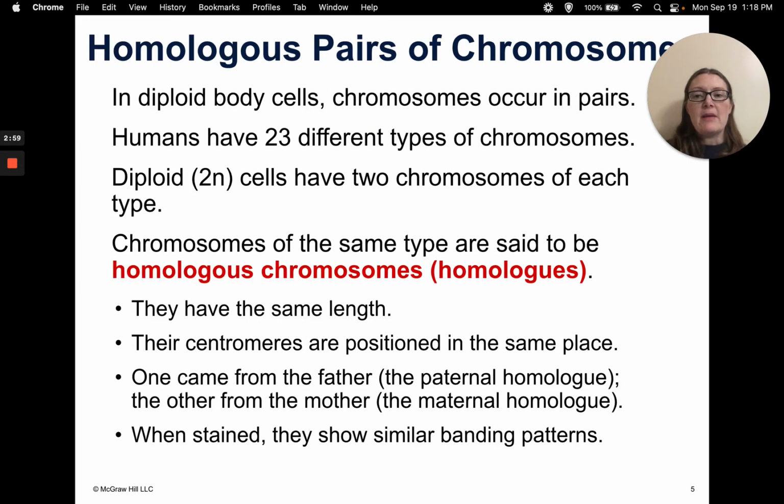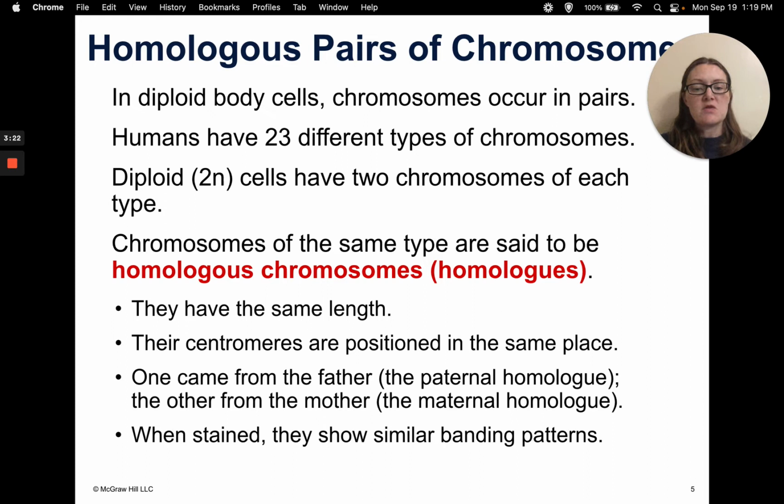So in diploid body cells, chromosomes occur in pairs, and a human, of course, has 23 pairs. So you have one chromosome that codes for eye color from your mom and a chromosome for eye color from your dad. One for hair color from your mom, one for hair color from your dad. And the way these two combine and work together is what determines what you actually look like.